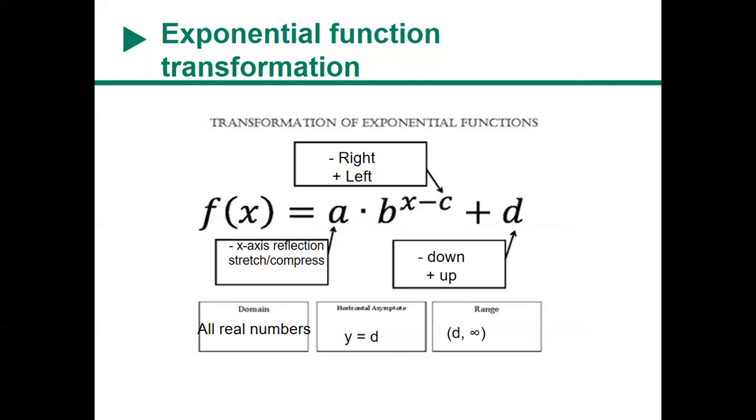And then things to remember, the domain is always all real numbers. Our horizontal asymptotes depend on our D value. Therefore, our range changes depending on our D value. So if our D is anything other than 0, then our asymptote and our range are going to be affected.